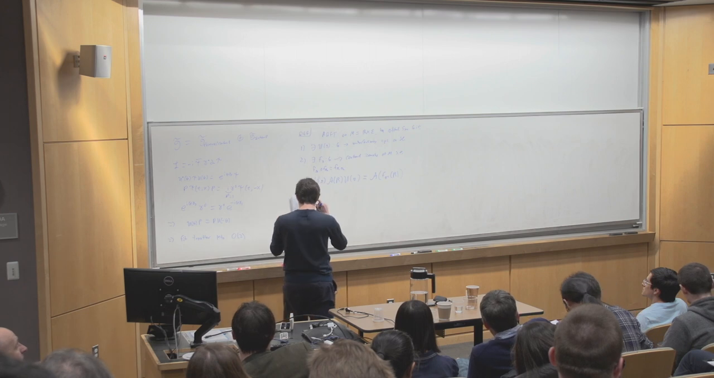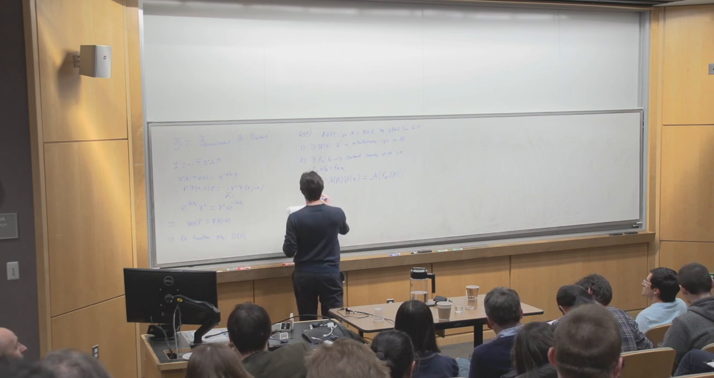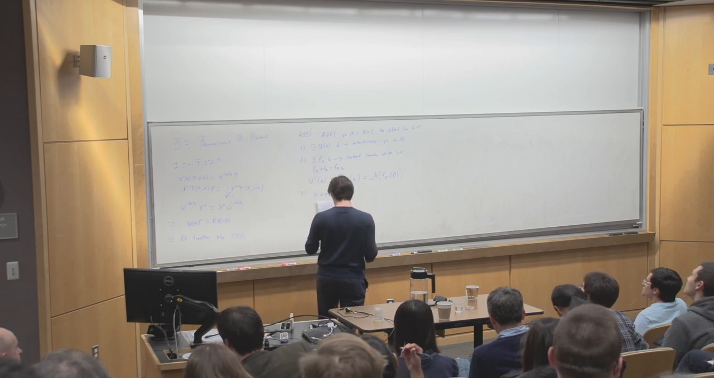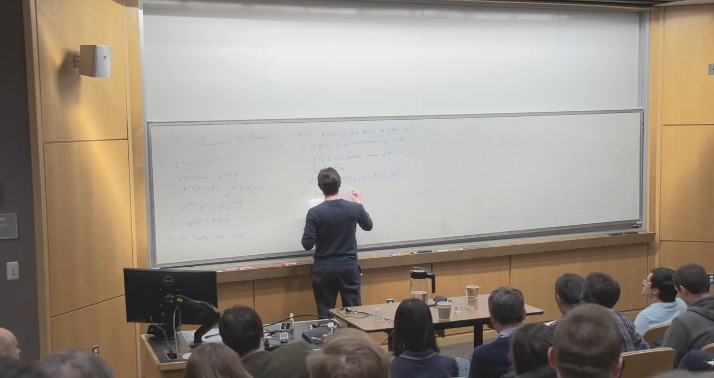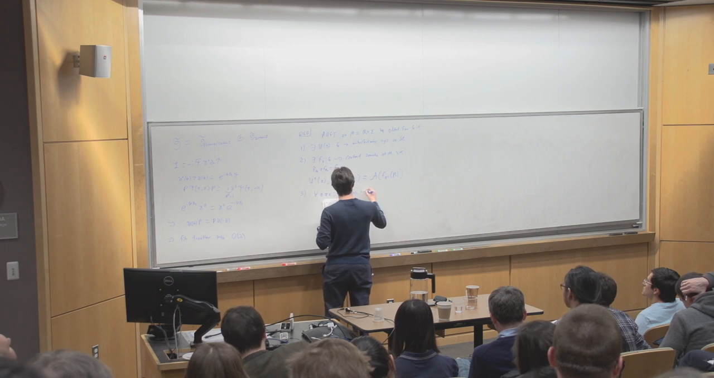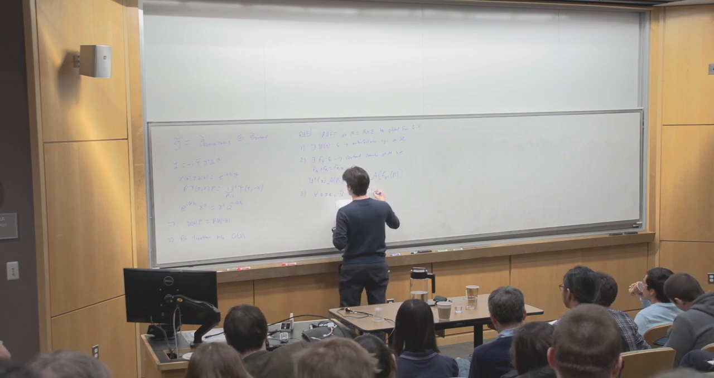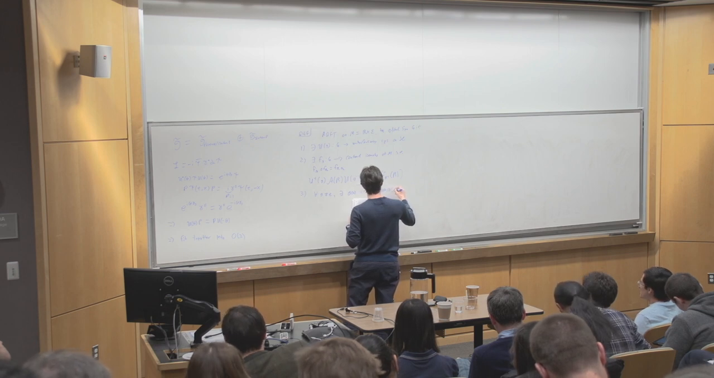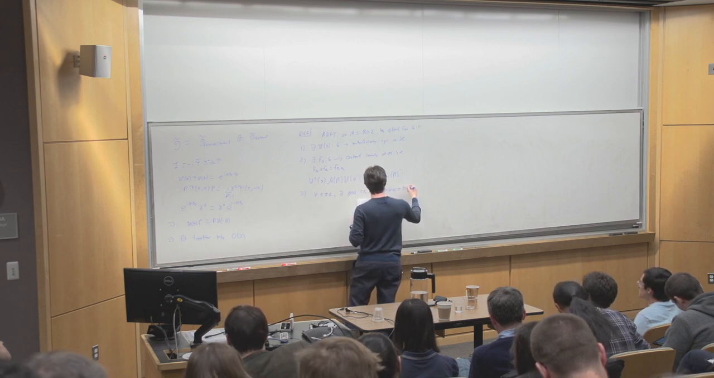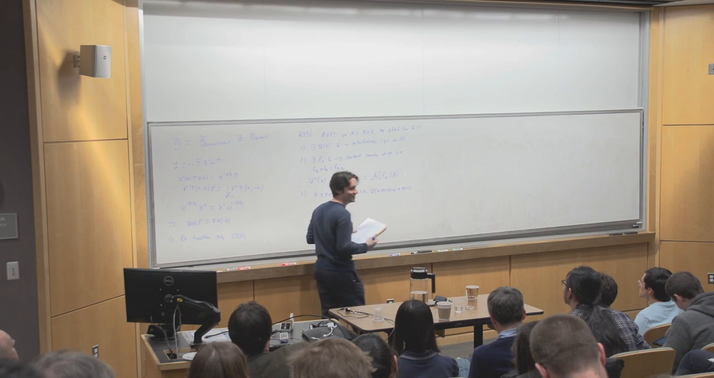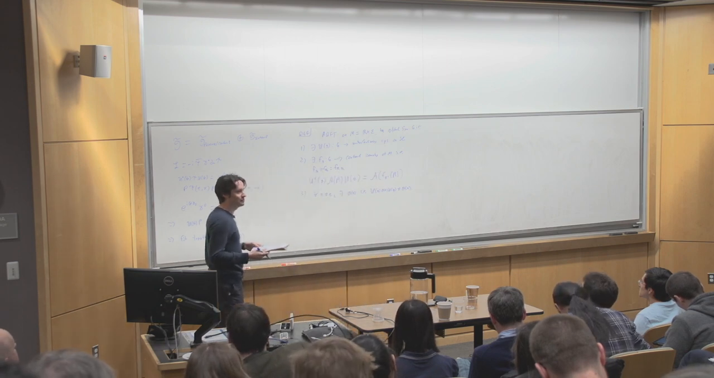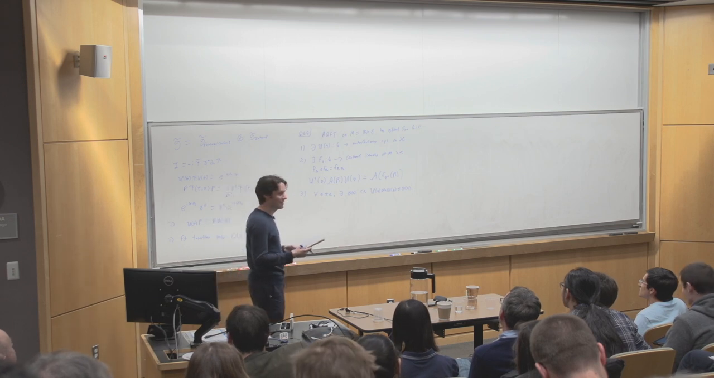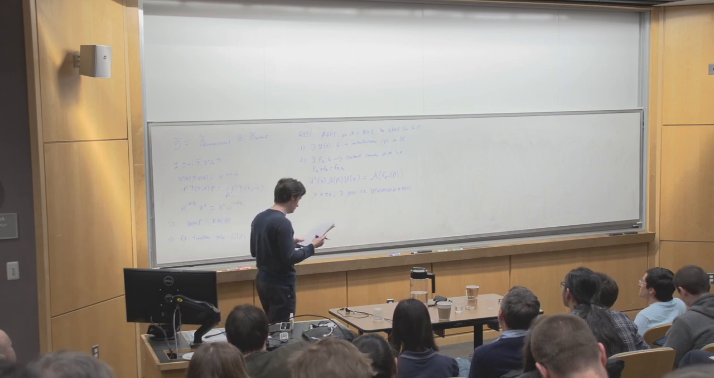We need to make sure that we identified the group correctly. So we'll require that for all g not equal to the identity, there exists an O of x such that this is a local operator, such that u dagger of g, O of x, u of g is not equal to O of x. Okay. If we don't require that, then everything is a symmetry. So it's good to require that.